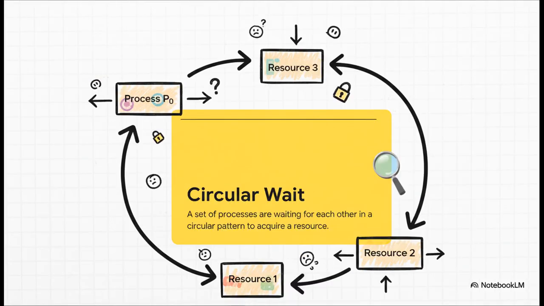And that brings us to the final piece of the puzzle, the one that ties everything into a big, unbreakable knot: circular wait. This is where you get a group of processes all waiting for each other in a complete circle. P0 is waiting for a resource from P1, P1 is waiting on P2, and P2 is waiting for the very resource that P0 is holding. It's an endless loop of waiting.